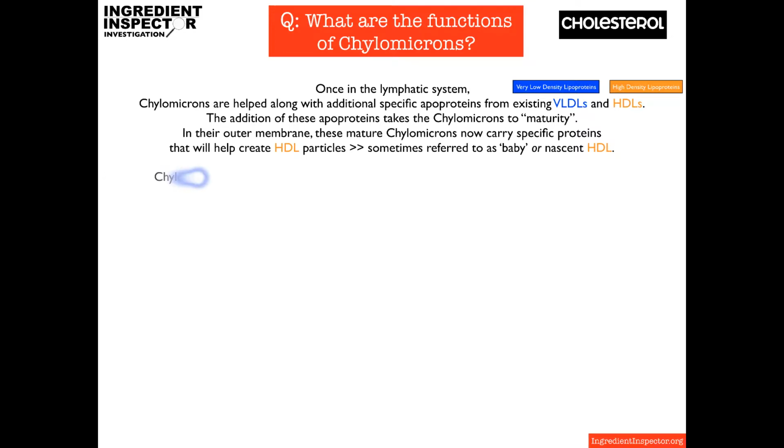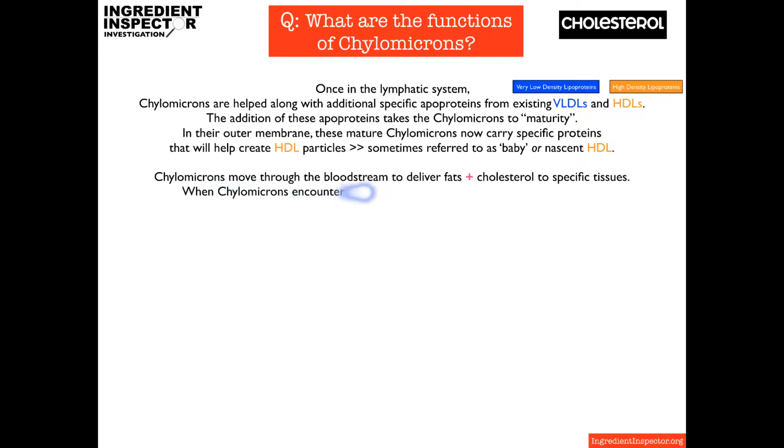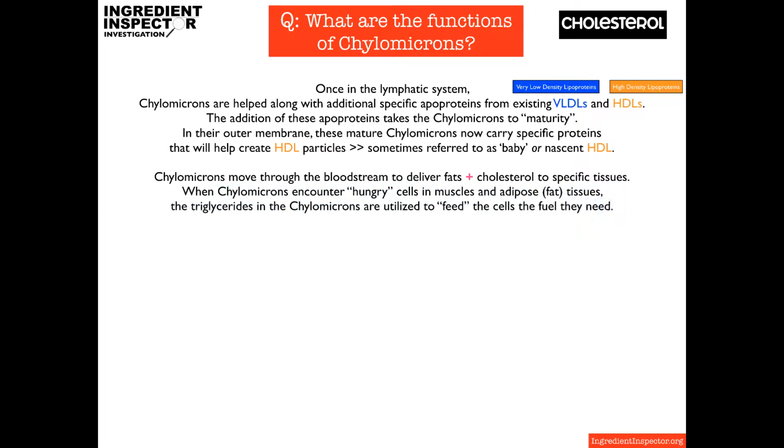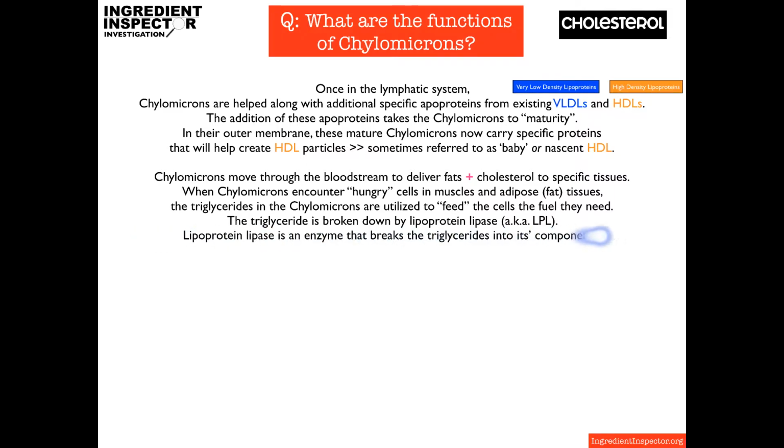Chylomicrons move through the bloodstream to deliver fats and cholesterol to specific tissues. When chylomicrons encounter hungry cells in muscles and adipose fat tissues, the triglycerides in the chylomicrons are utilized to feed the cells the fuel they need. The triglyceride is broken down by lipoprotein lipase, also known as LPL. Lipoprotein lipase is an enzyme that breaks the triglycerides into its components.